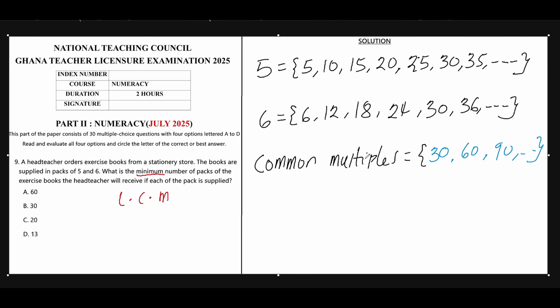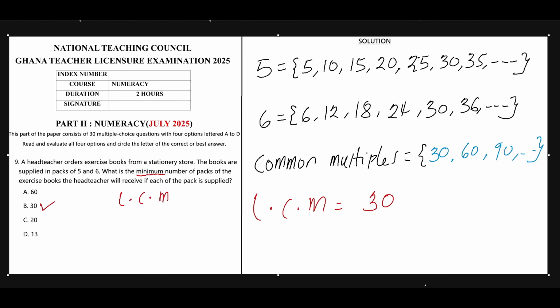But what are we looking for? We are looking for the least common multiple. The least common multiple is the smallest number that can be found in multiples of 5 as well as multiples of 6. And it is obvious that that is 30. So we select option B.